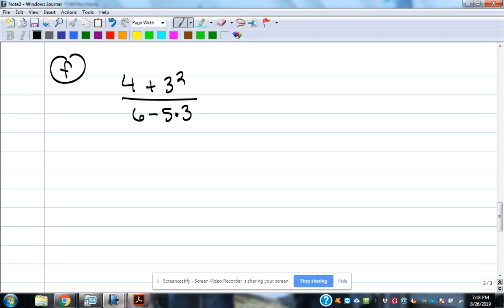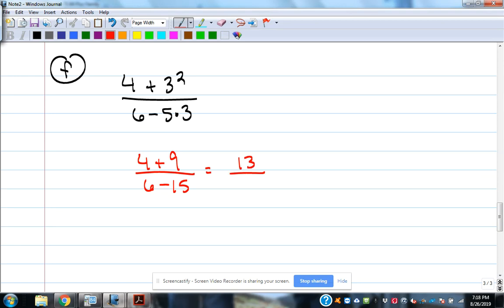What's the first thing that happens? Exponents. 3 squared is 9. We know that 4 plus 9 is on the top. And on the bottom, we've got 6 minus 5 times 3, which is 15. So you just take the top part, work it as one problem, take the bottom part, work it as another problem, and then do your division. So what's 4 plus 9? 13. And on the bottom, 6 minus 15.